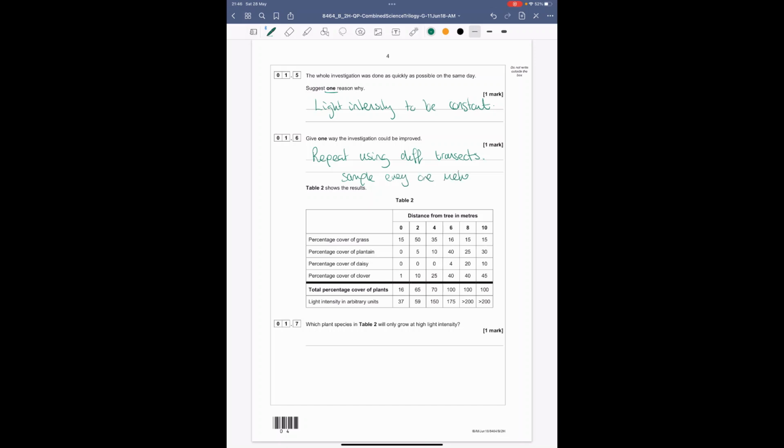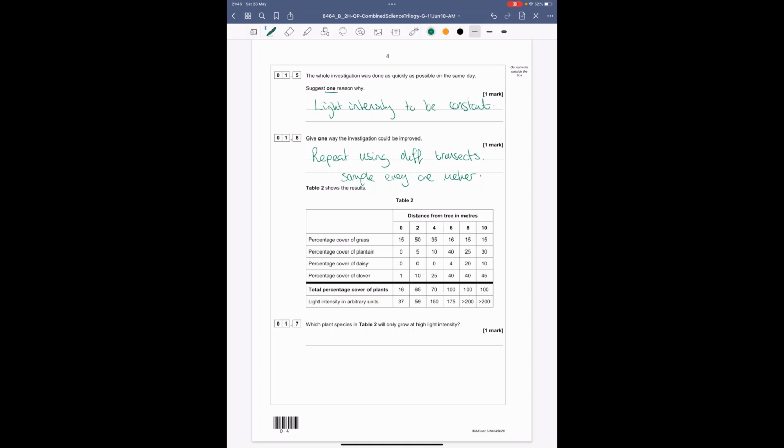So in questions like this, just go back to the method and see if you can think about anything that you could change to increase the accuracy or the repeatability of the experiment. So question 1.7 then. You've been given a table of their results.